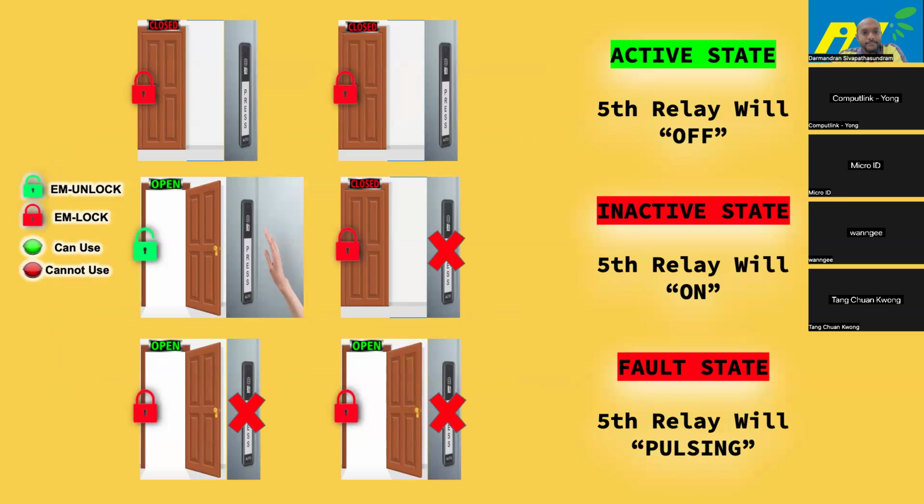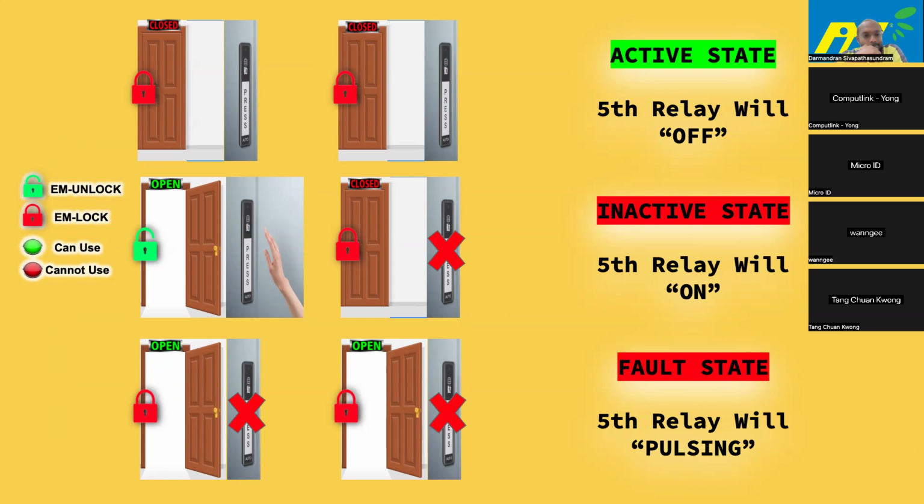So the fifth relay can show the active state. In that case, the fifth relay will show a green light, showing that both doors are in idle condition. The moment one of the doors is open or the push button has been pressed, the light changes to red. That is called the inactive state.